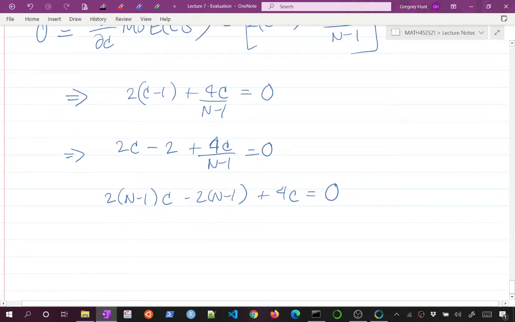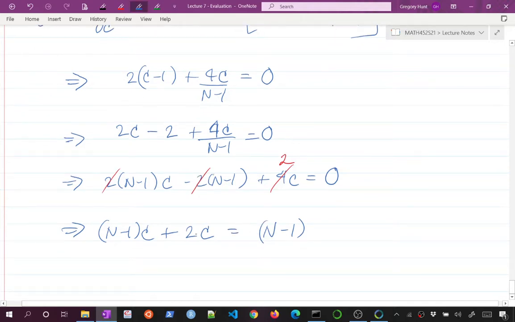And we could even divide by 2, right? I can cancel that 2, and turn that 4 into a 2. Okay. Just watch me slowly do some algebra. And what are we left with? We're left with n minus 1 c's plus 2 c's, and that should be equal to n minus 1. I'm moving the n minus 1 to the other side. 2 c's and n minus 1 c's surely is n plus 1 c's. It's equal to n minus 1.